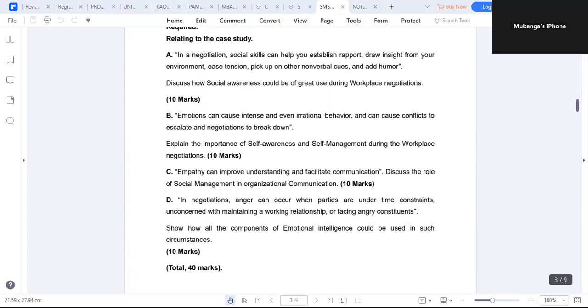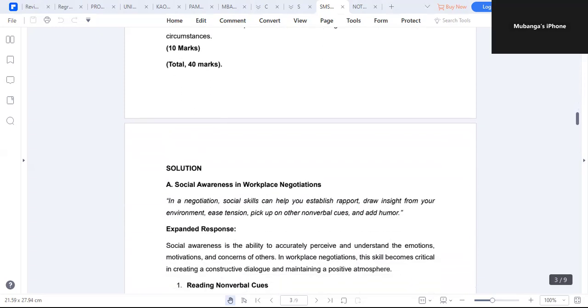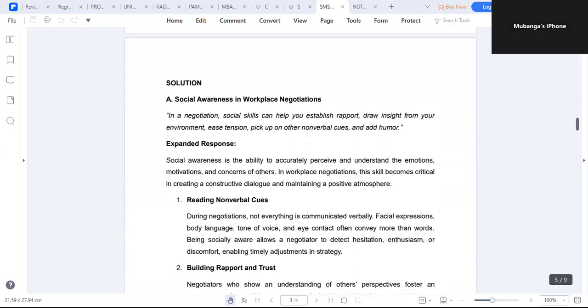So we start with part one. I want to discuss how social awareness can be of great use during workplace negotiation. So we discussed that in negotiation, social skills can help you establish rapport and draw insight from the environment, ease tension, pick up other nonverbal cues and add humor. So our response is that social awareness is the ability to accurately perceive and understand emotions, motivations, and concerns of others. So in a workplace, this skill becomes critical in creating a constructive dialogue and maintaining a positive atmosphere.